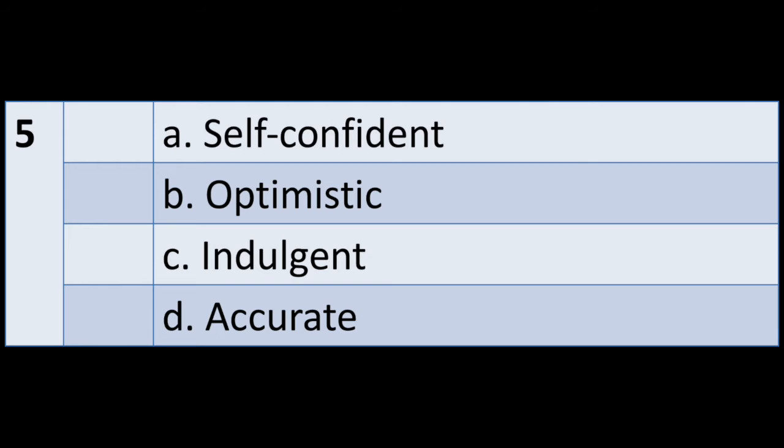Fifth box, A, self-confident. B, optimistic. C, indulgent. D, accurate. And once again, 7, 5, 3, 1.